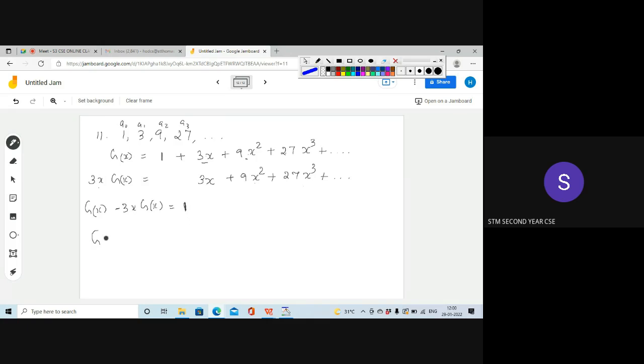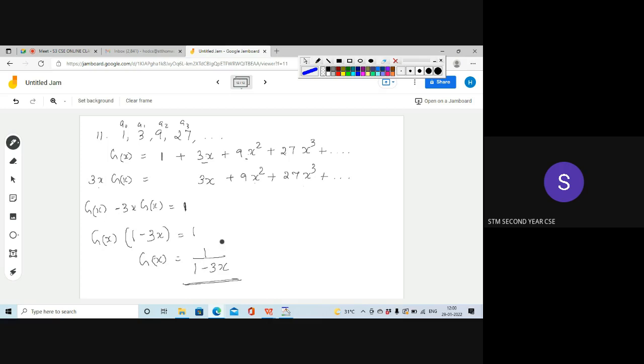Now next, I want to find out g of x. So I'm going to take it as common, and then 1 minus 3x. G of x is common to these two terms. So I took it as a common term and then I wrote the remaining terms, that is 1 minus 3x, is equal to 1. So g of x is equal to 1 by 1 minus 3x.